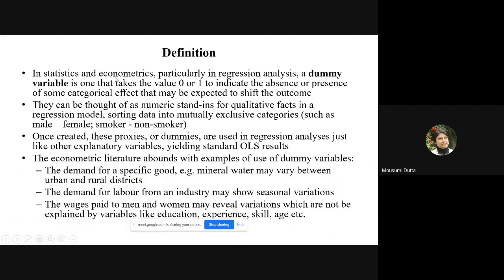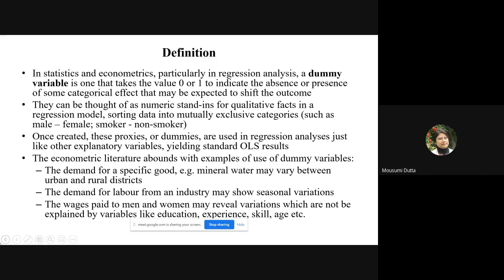So dummy variables, as I mentioned, a dummy variable is one that takes the value 0 or 1 to indicate the absence or presence of some categorical effect that may be expressed to shift the outcome. If I stay in an urban area, my starting point of the regression equation may be different from that if I stay in a rural area. If I am female, my starting point may be different from a male. So this kind of thing.